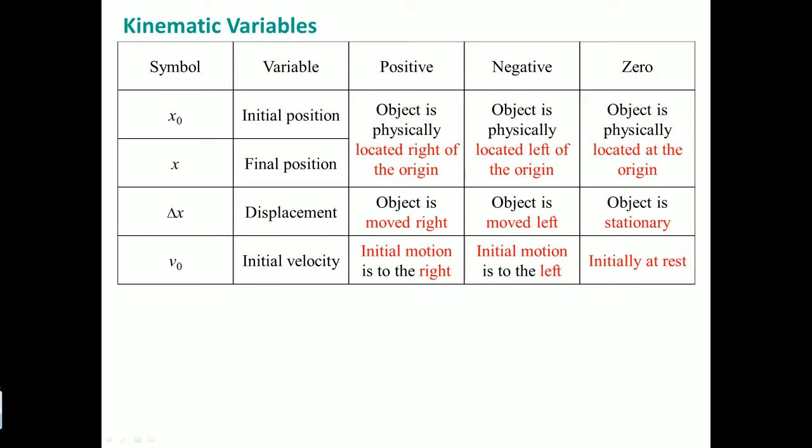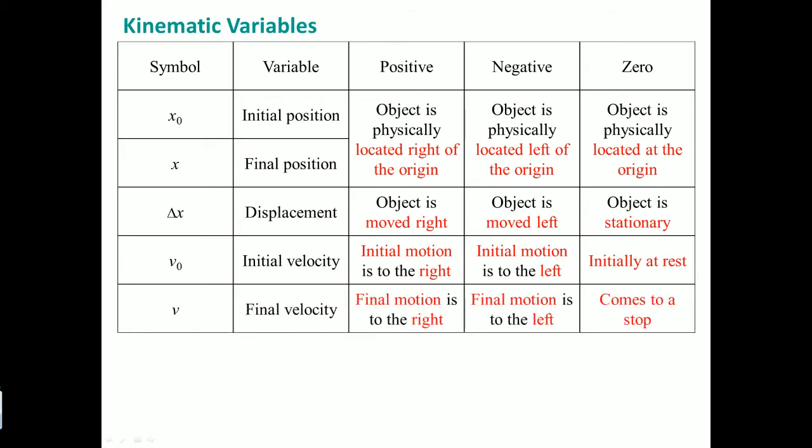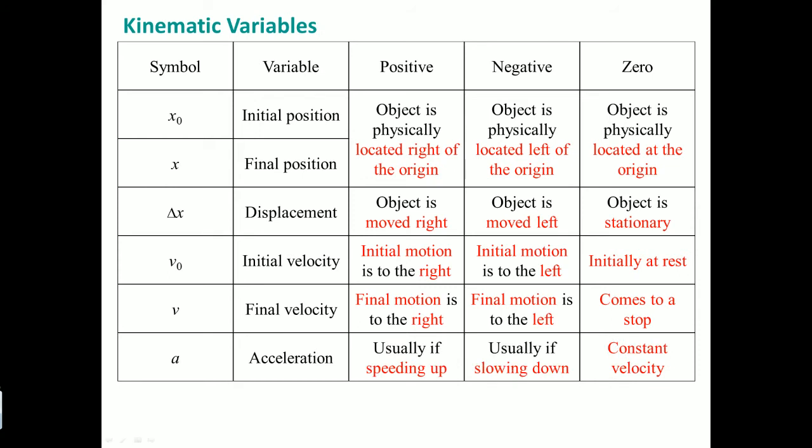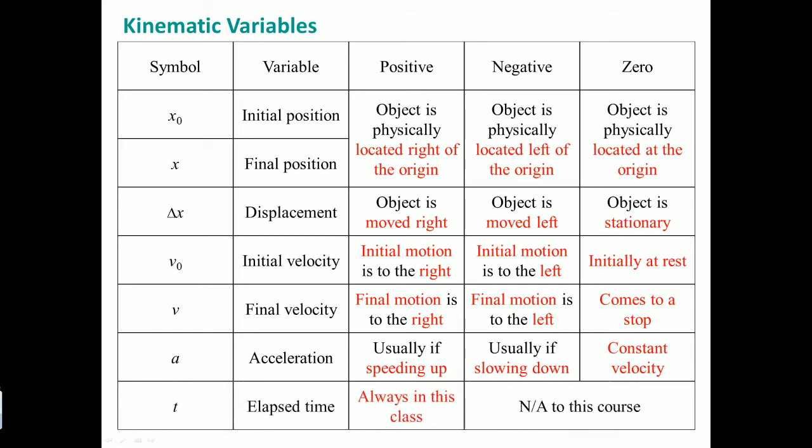V naught is the starting velocity or initial velocity, same thing. Same thing for v, which stands for final velocity. A stands for acceleration. If it's positive, it usually means speeding up. Negative usually means slowing down. And if it's 0, that means constant velocity. T stands for the elapsed time.